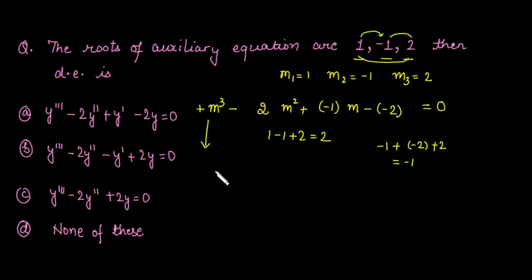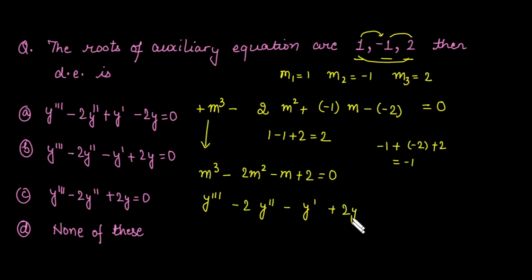Simplify this. From here we have m cube minus twice of m square minus m plus 2 is equal to 0. From here the differential equation is third order derivative minus twice of second order derivative minus first order derivative plus twice of y is equal to 0. So this differential equation is available in option B.